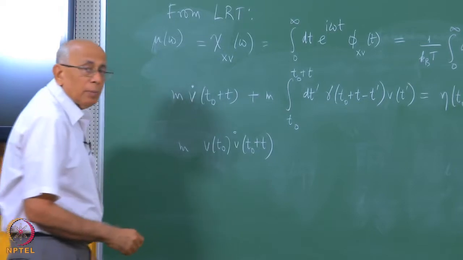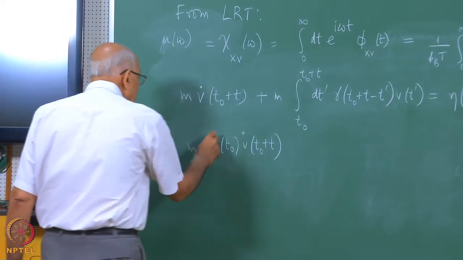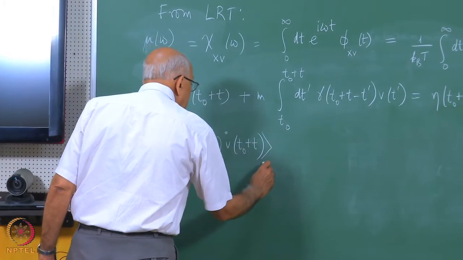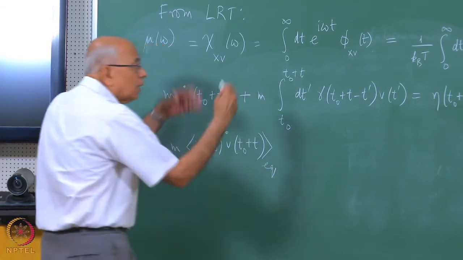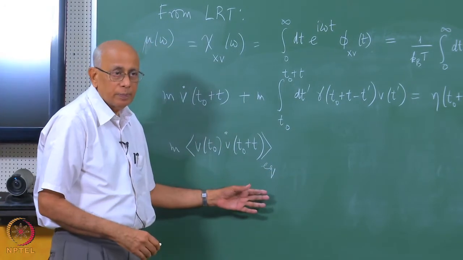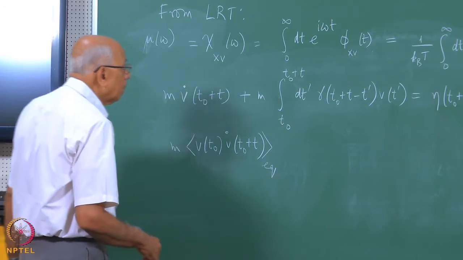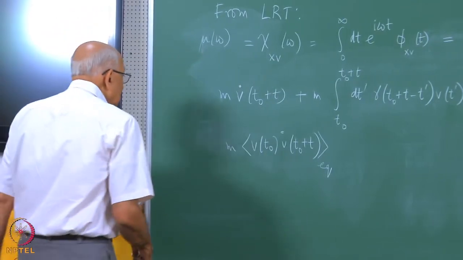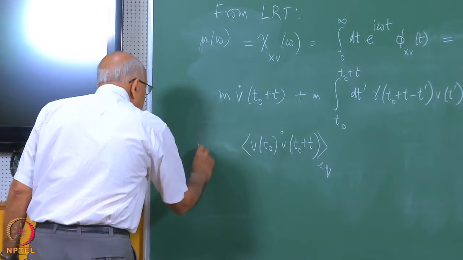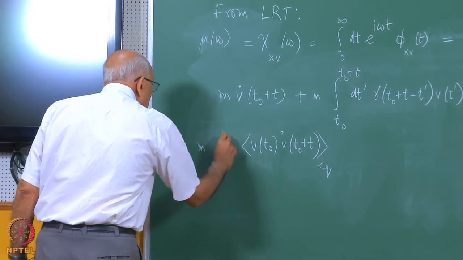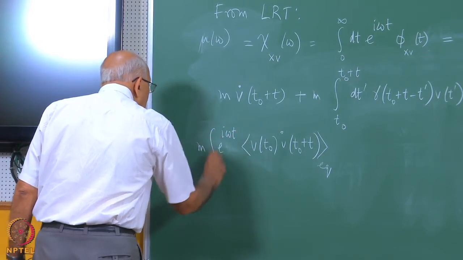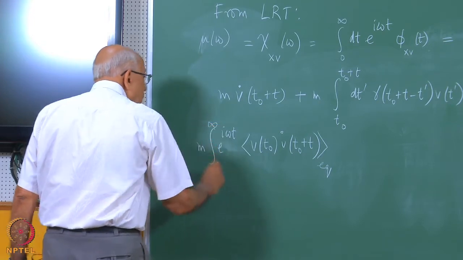And let's left multiply on both sides and take full averages. There's no external force, so everything is in equilibrium. And let's multiply this by e to the power i omega t and integrate from 0 to infinity with respect to t.